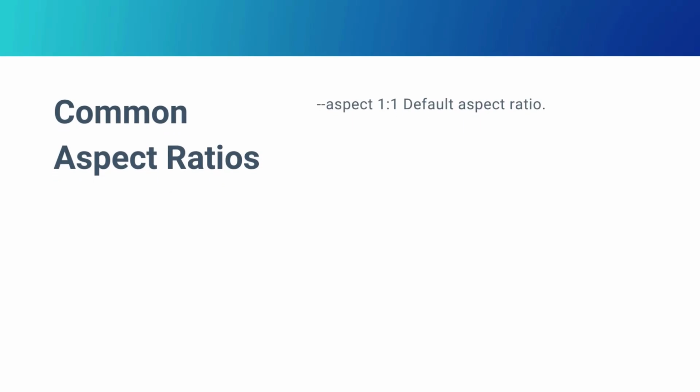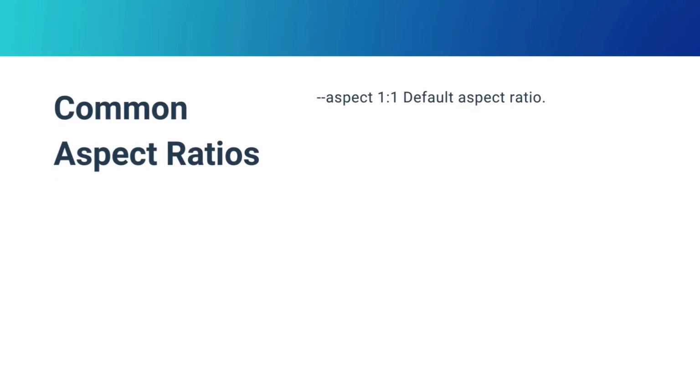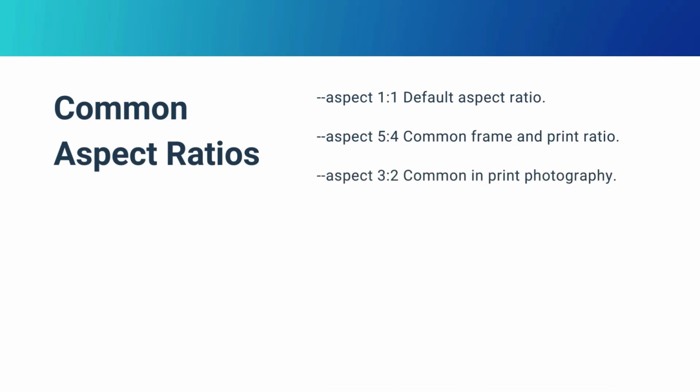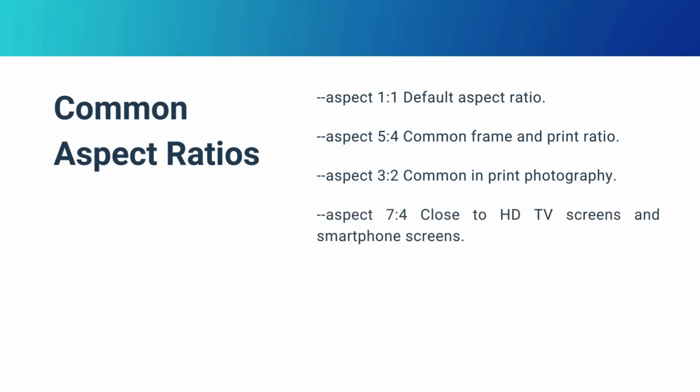Common Midjourney aspect ratios: --aspect 1:1, default aspect ratio, --aspect 5:4, common frame and print ratio, --aspect 3:2, common in print photography, --aspect 7:4, close to HD TV screens and smartphone screens. How to set the aspect ratio.